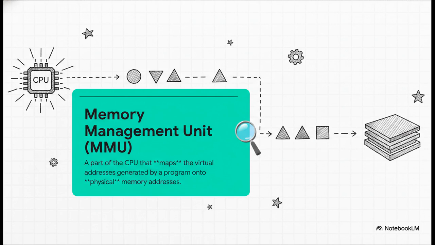Of course, a show like this needs a director, or maybe a stage manager. And that's where the Memory Management Unit, or MMU, comes in. This is a special piece of hardware, usually right there on the CPU, and its one and only job is to be the stage manager, translating the program's pretend addresses into real, physical addresses in RAM.